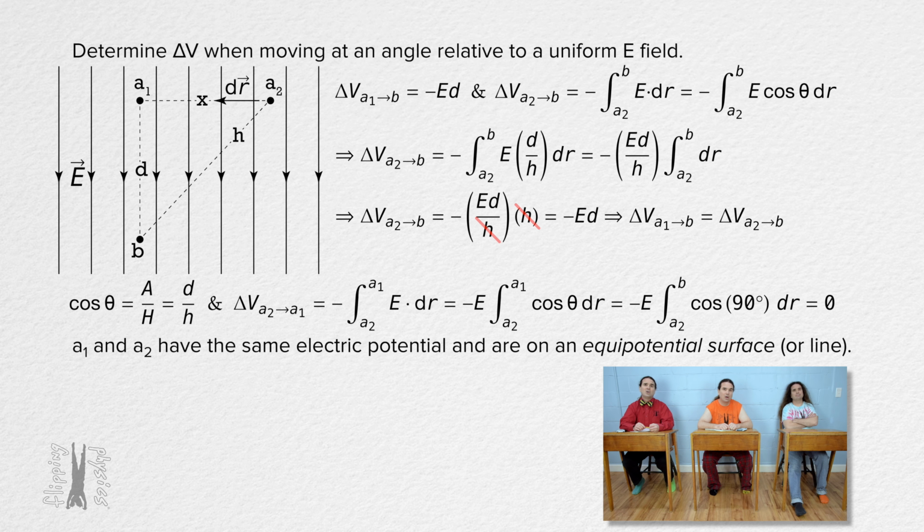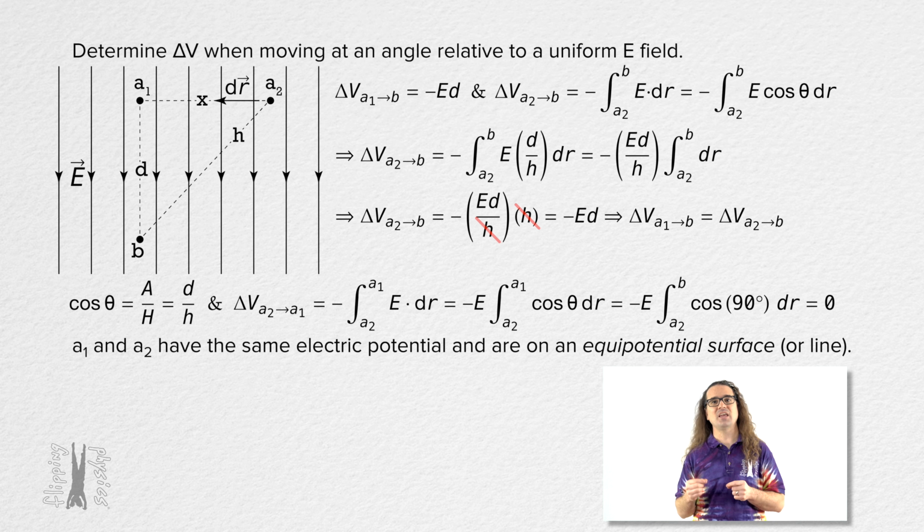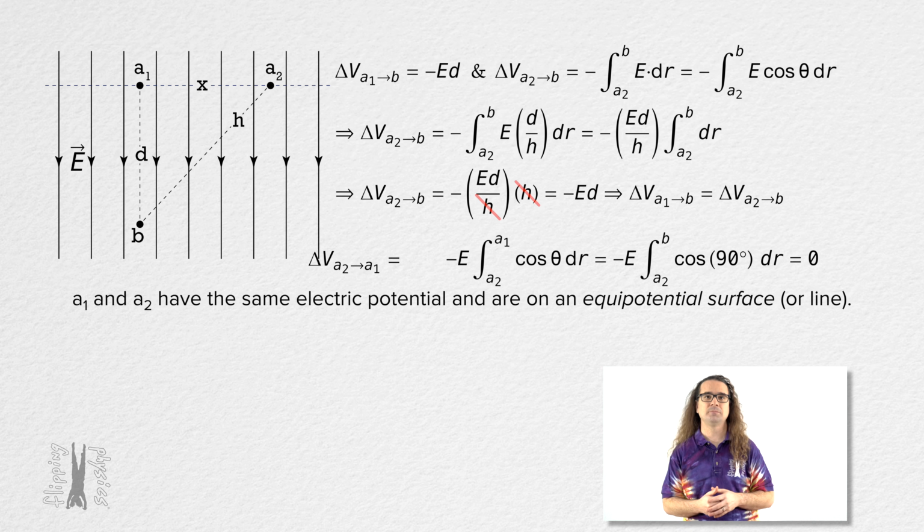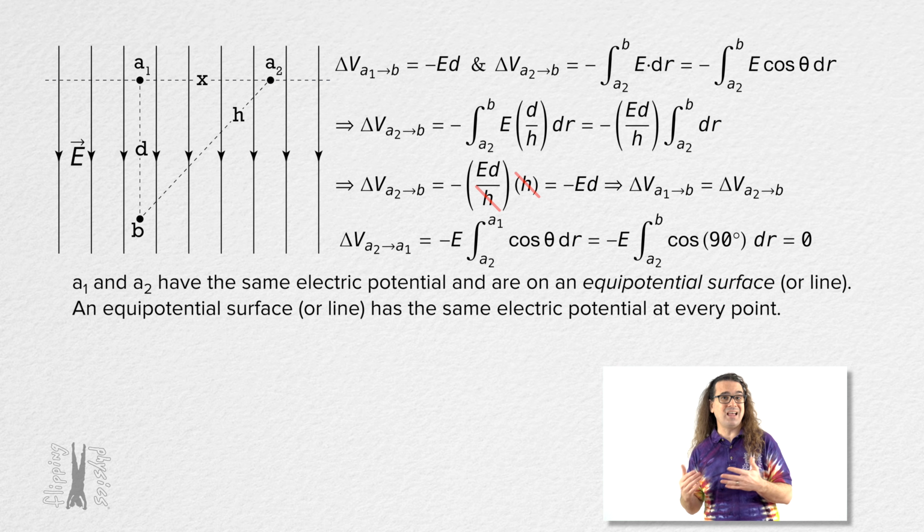In other words, points A1 and A2 have the same electric potential. Points A1 and A2 are on an equipotential surface. In fact, we just showed that every point along the line created by points A1 and A2 have the same electric potential. That makes that an equipotential line. If we are talking about a surface with the same electric potential, it would be an equipotential surface. An equipotential surface or line has the same electric potential at every point on the surface or line.